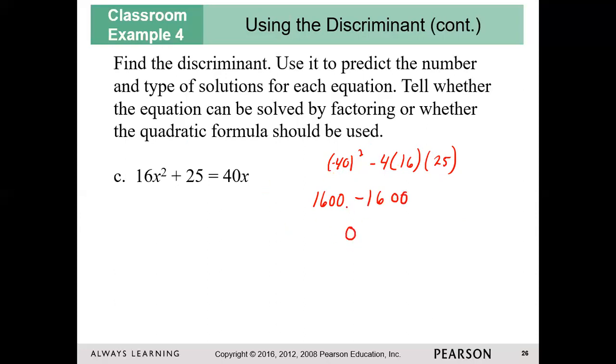So this means that we are going to get just one solution, and what that tells us is that this was a perfect square trinomial. So this was a perfect square trinomial since we got 0 as our discriminant, which means we're only going to get one answer, which means that this quadratic only crosses the x-axis one time. So the vertex is on the x-axis.